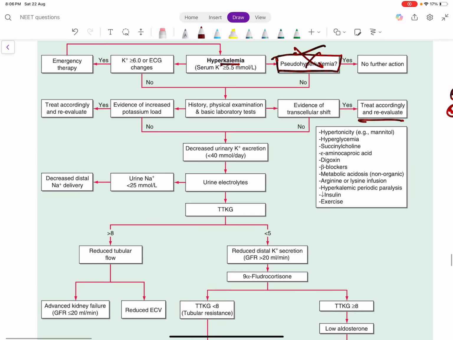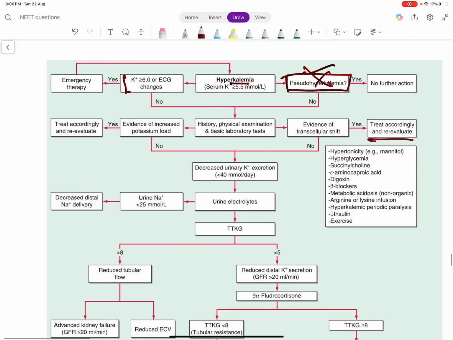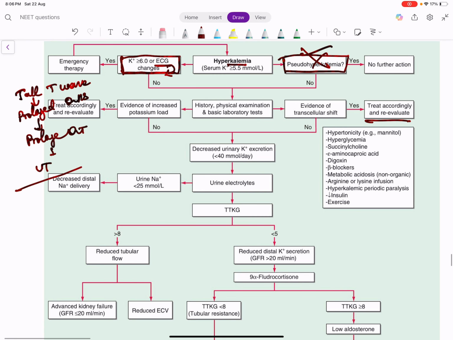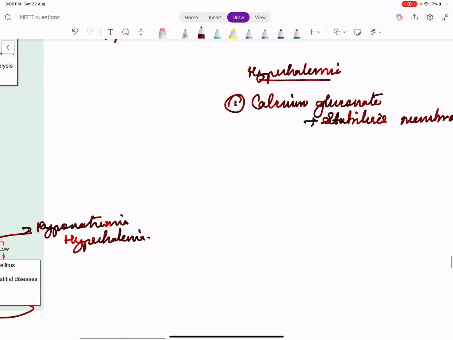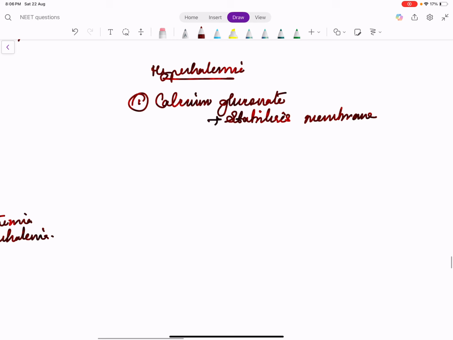Like sodium affects the brain, hyperkalemia affects the heart. Especially when potassium is more than 6.5, it leads to ECG changes like tall T wave, prolonged QRS. It occurs in steps. First tall T waves occur, then prolonged QRS, then prolonged QT. Then it can even lead to ventricular tachycardia. So it leads to arrhythmias, please remember. That's why we give calcium gluconate to stabilize the cardiac membrane and prevent arrhythmias.